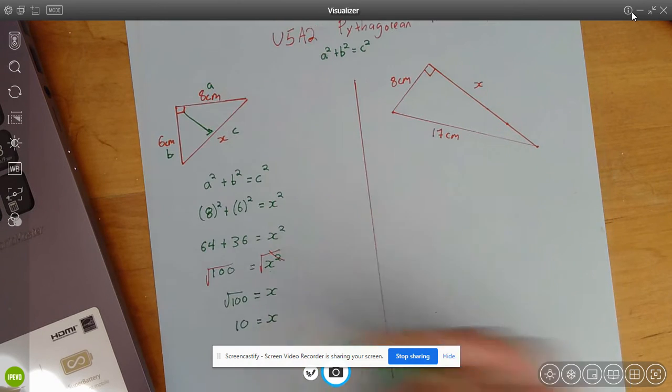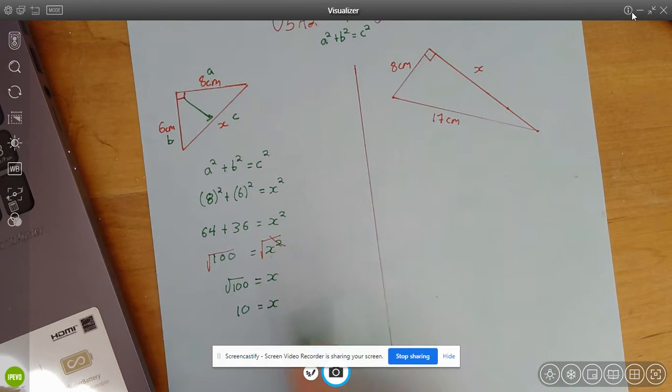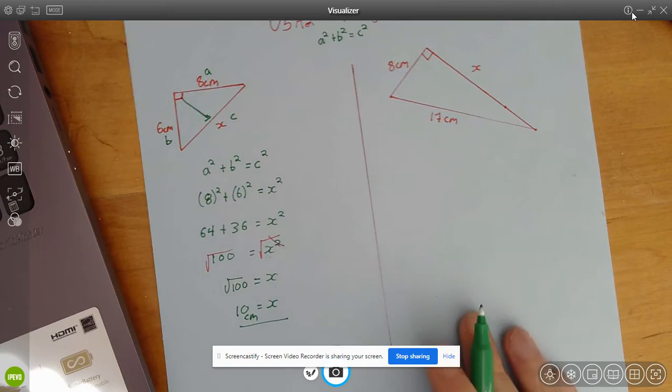We won't always get an integer number, so you should be comfortable finding that on your calculator as well. So x equals 10 centimeters. Again, every question in this unit, we're going to need units because we're doing measurement.